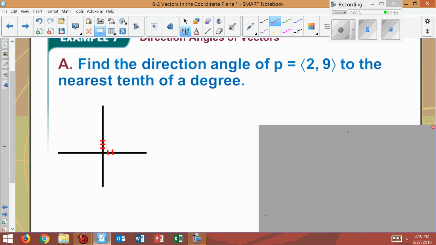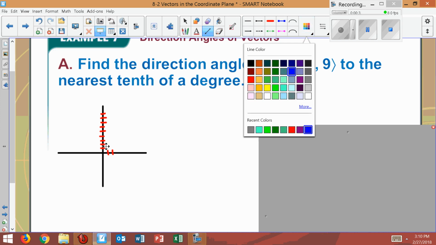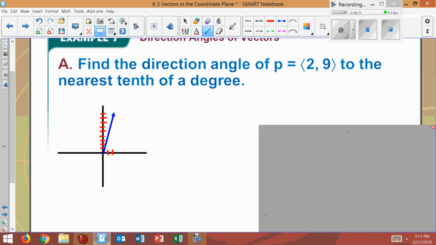1, 2, 3, 4, 5, 6, 7, 8, 9. And we would draw a vector, and then we would ask ourselves, if we were looking for this direction angle, which angle would be like the reference angle here. If I made a reference triangle, it would be this angle right there. If I wanted to find that, and I knew that this had a height of 9 and an x value of 2, I would ask myself, well, SOH CAH TOA, tangent is y over x.